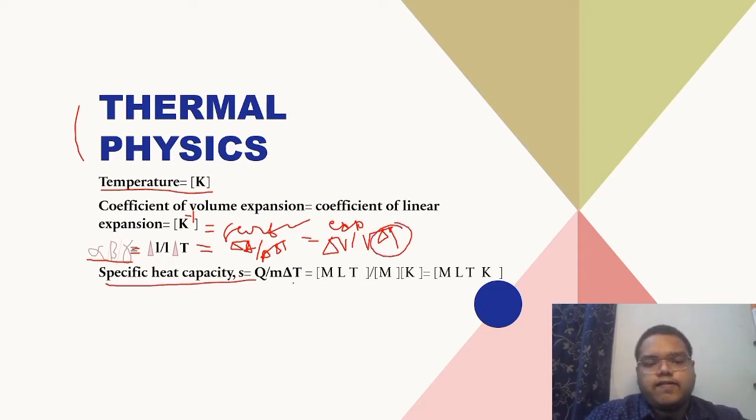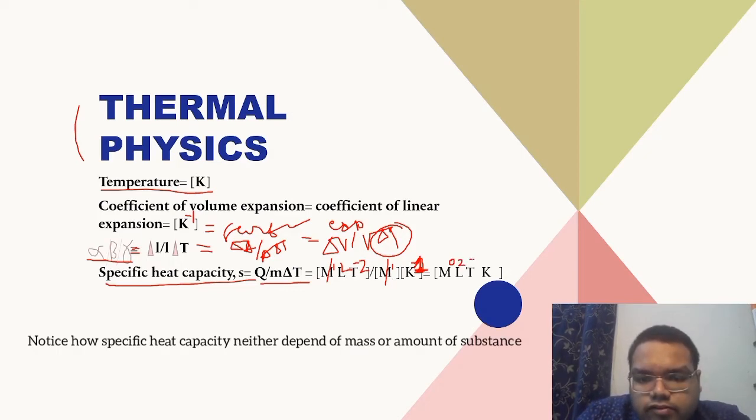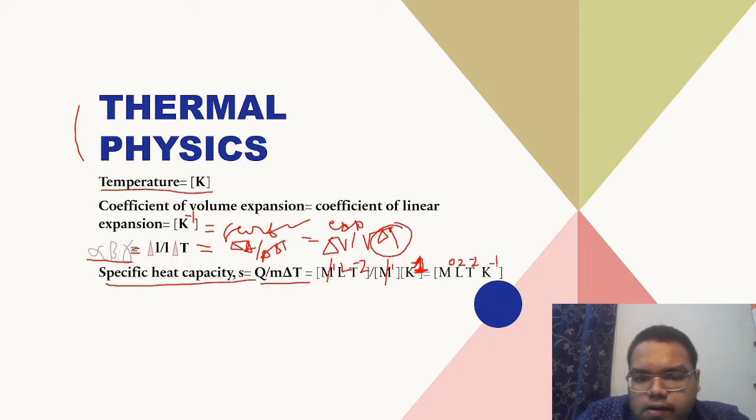Specific heat capacity S. S is Q divided by M delta T. So Q is M to the power 1, L square, T to the power minus 2, divided by M to the power 1, K to the power 1. So M goes with M, so M to the power 0, L square, T to the power minus 2 and K to the power minus 1. Okay.